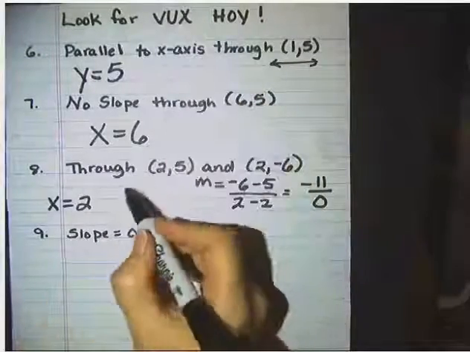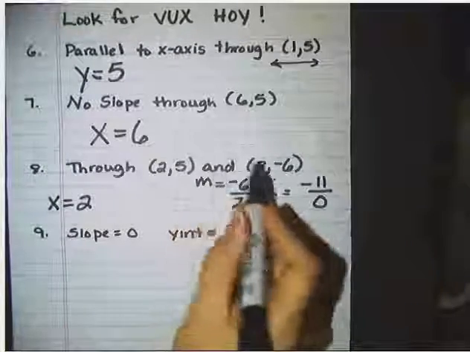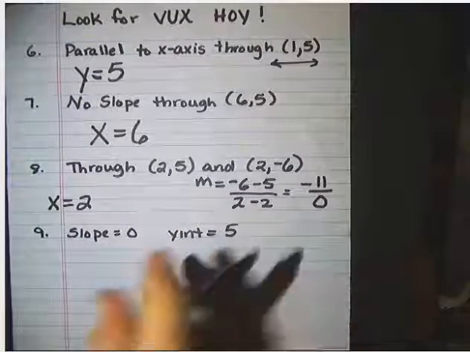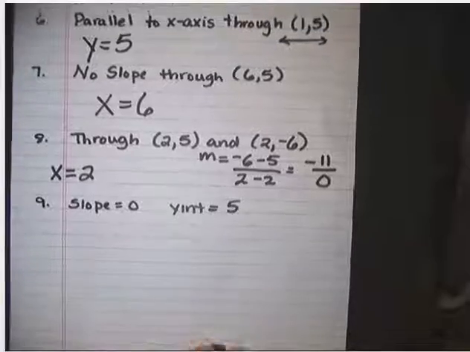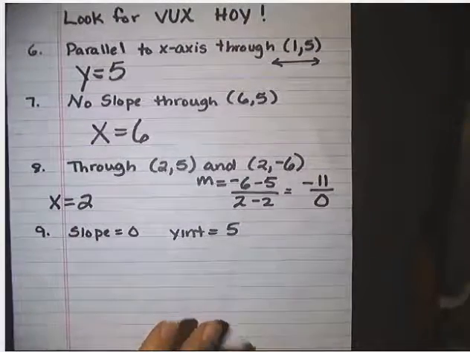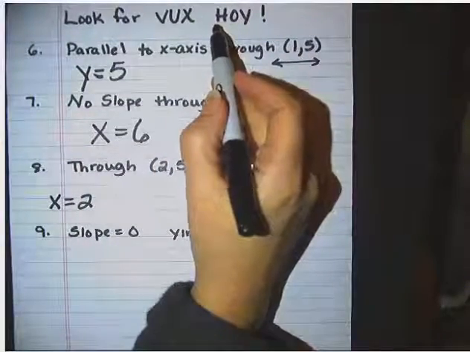Okay, the last one, slope of 0. If you're told its slope is 0, you should immediately think horizontal line, that's a Hoy. Y equals a number. What is y going to equal? Of course, the y-intercept, 5.